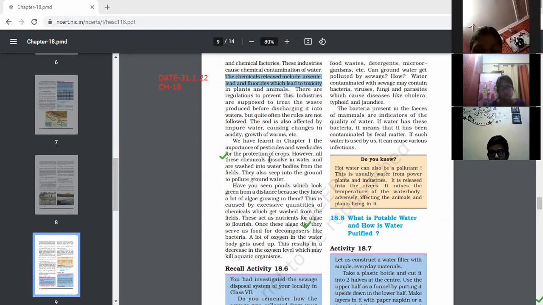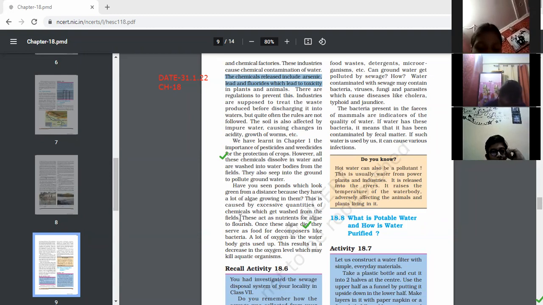Have you seen a pond where stagnant water is there? On top of it there is a greenish layer. That greenish layer is known as alga. Have you seen it somewhere? Maybe you have seen it sometime ago. So how does that green layer grow? There is a reason behind it, children. Kindly underline this paragraph. This is very, very important. How does alga grow there? This is caused by excessive quantities of chemicals which get washed from the fields.